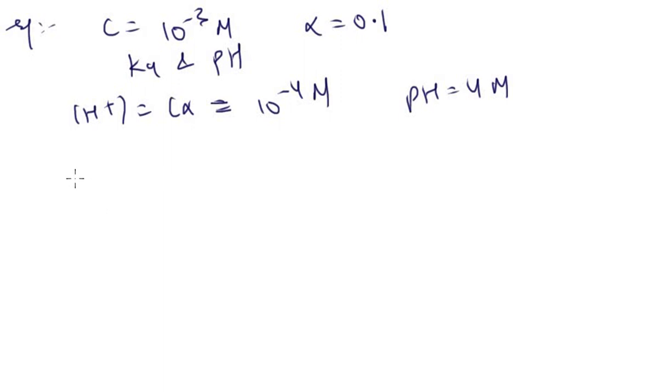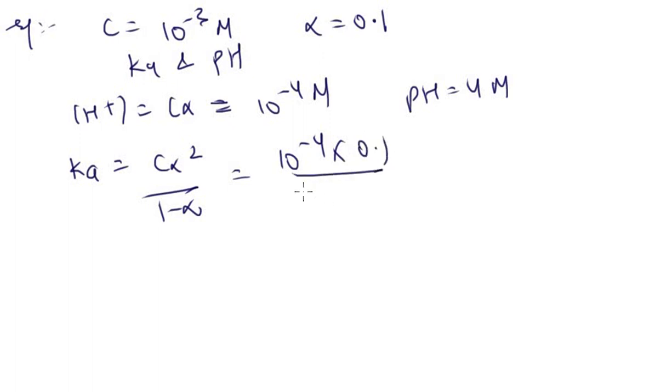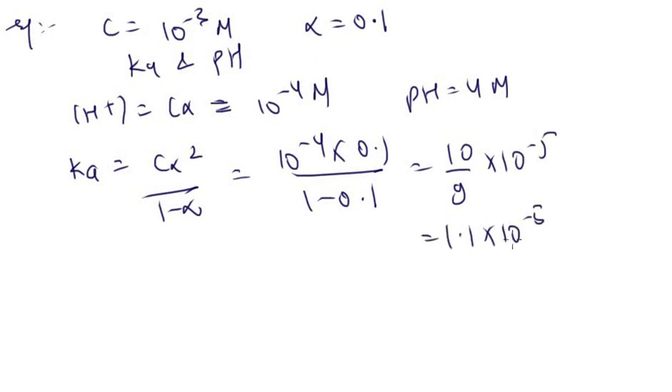Now how do we calculate Ka? Ka is C alpha square upon 1 minus alpha. Now we know the C, we know the alpha, so just put the value: 10 to the power minus 3 into 0.1 squared upon 1 minus 0.1. So that is 10 upon 9 into 10 to the power minus 5, that is 1.1 into 10 to the power minus 5.